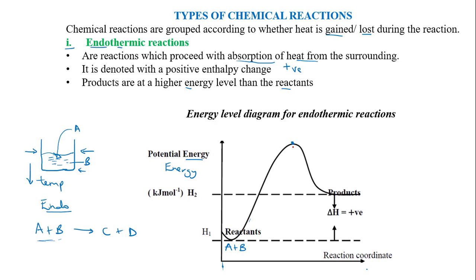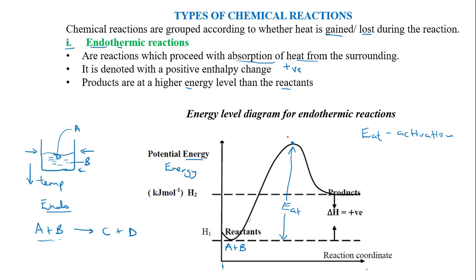So from here up to here, this energy is the activation energy. So Ea is our activation energy. This is the energy that the reactants must be supplied with so that this reaction can proceed, because the reactants will not react on their own unless this barrier has been overcome.